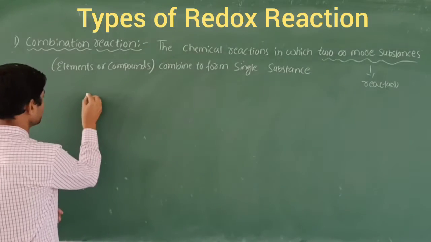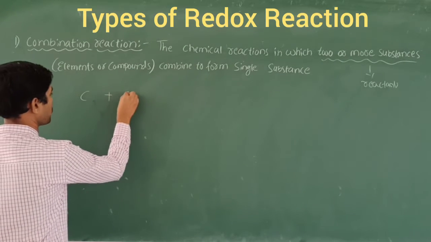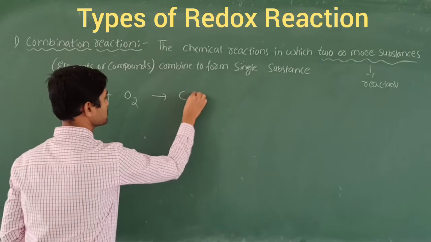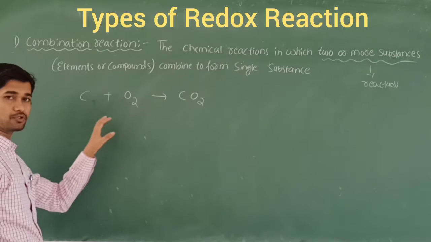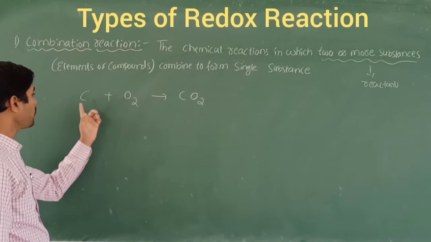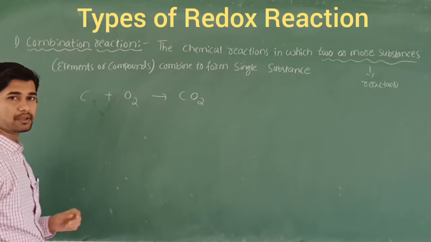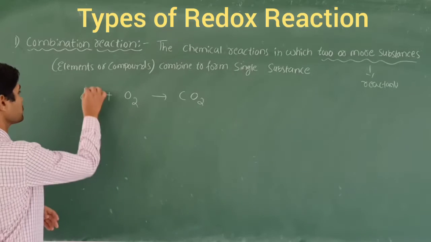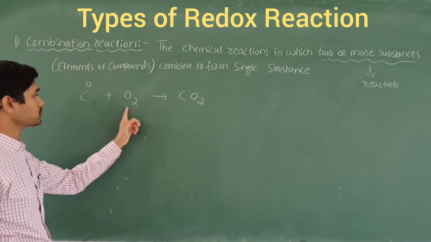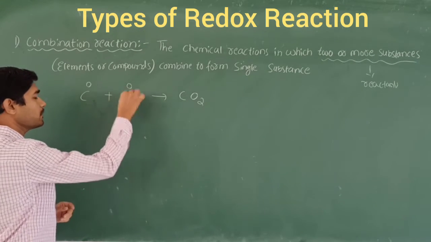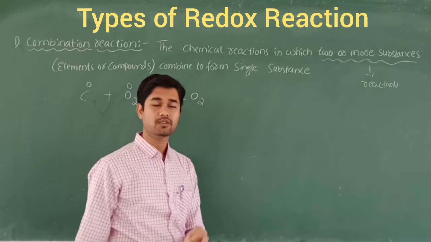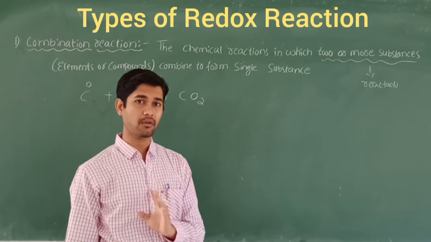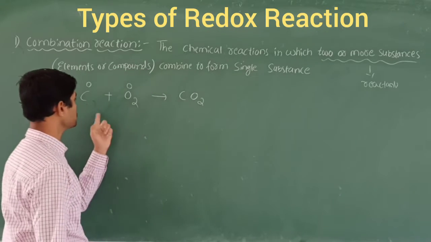First, let's take carbon plus oxygen, because there are two reactants. The product will be a single substance, carbon dioxide. Meanwhile, we should also maintain their oxidation numbers. What about this carbon? Because it is monatomic, in a free or uncombined state, its oxidation number should be 0. What about this oxygen molecule? This is also 0. Why? Because oxygen, nitrogen, and hydrogen molecules have oxidation number 0, as we have already studied in the rules. So C plus O2 gives CO2.